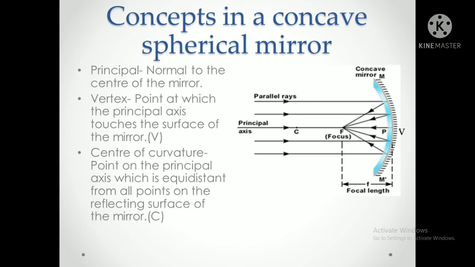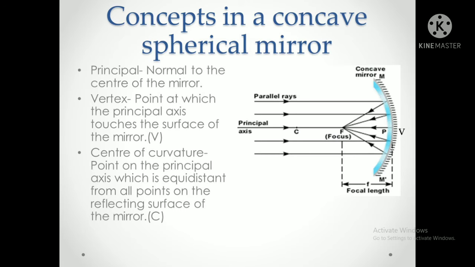What is the principal axis? This is nothing but the normal to the center of the mirror. I said from the center of curvature you draw one arc and pass one line through it. That is the principal axis. Now there is one vertex. Can you see V? That is the point at which the principal axis touches the surface of the mirror. And the center of curvature is a point on the principal axis which is equidistant from all the points on the reflecting surface of the mirror. That is denoted by C.